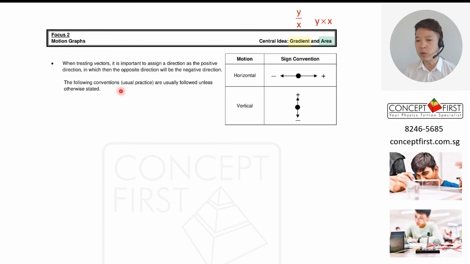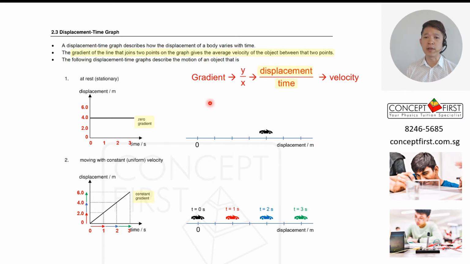Usually when no information is given in the question, we will by convention, which means by usual practice, take the right direction to be positive in horizontal movement, or for vertical, take upward as positive. Now let's go into the displacement time graph.